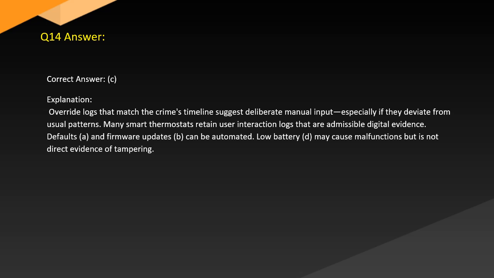Answer. Correct answer: C. Explanation. Override logs that match the crime's timeline suggest deliberate manual input, especially if they deviate from usual patterns. Many smart thermostats retain user interaction logs that are admissible digital evidence. Defaults, A, and firmware updates, B, can be automated. Low battery, D, may cause malfunctions but is not direct evidence of tampering.